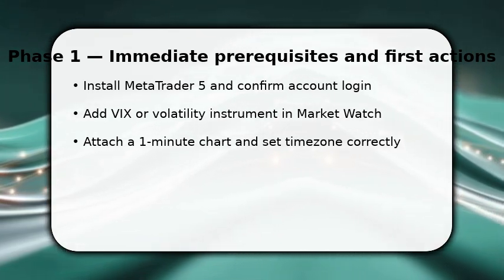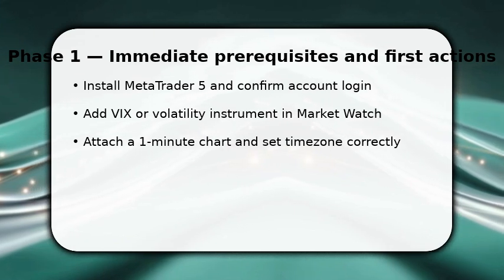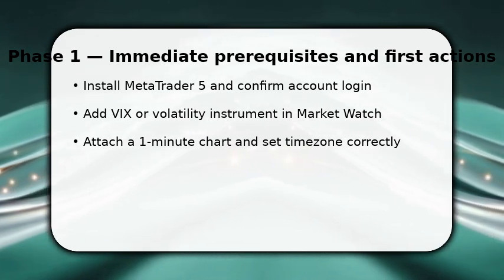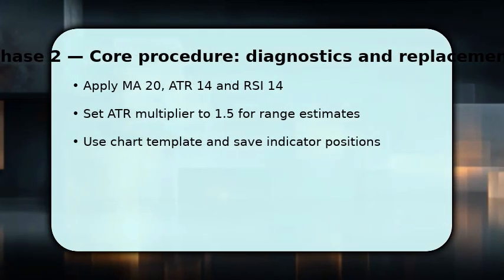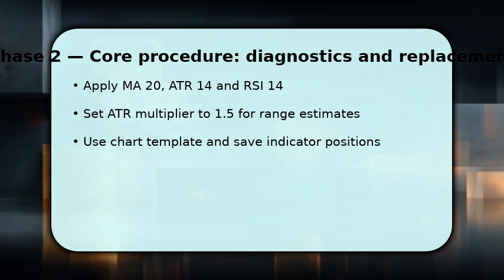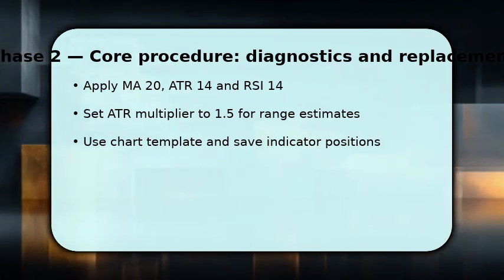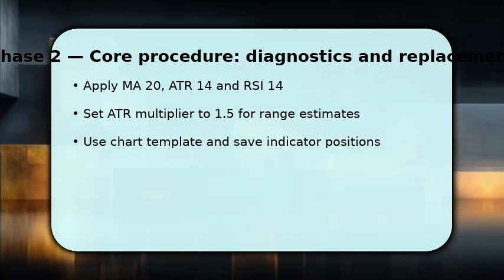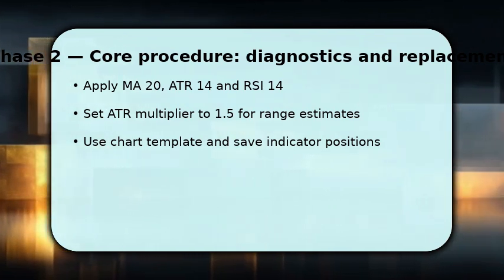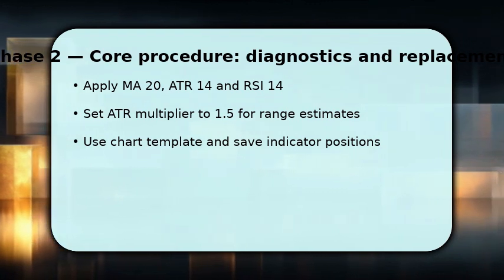You now configure the only way system. Add ATR 14 and set a 1.5 multiplier to estimate expected move, then add RSI 14 for momentum confirmation. Once the MA 20 shows trend, use ATR bands as dynamic exits and set RSI thresholds at 30 and 70.